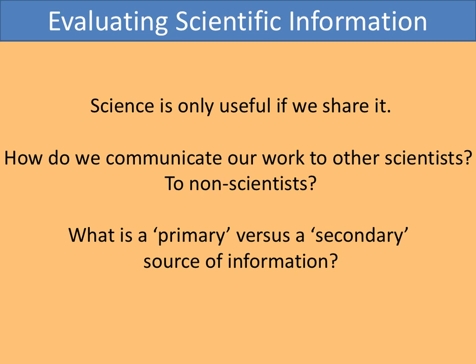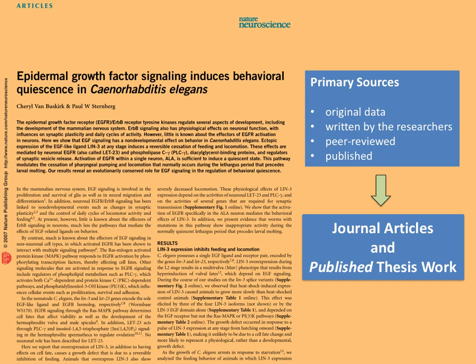Obviously, we have to learn about science or what some of the new findings are. We have to share it. And there are different kinds of methods. There's primary source literature. So we have a professor here who does work on those roundworms I was telling you about, Cheryl Van Buskirk. And C. elegans is the roundworm. And she actually had this published in a scientific journal. This is called primary source literature.